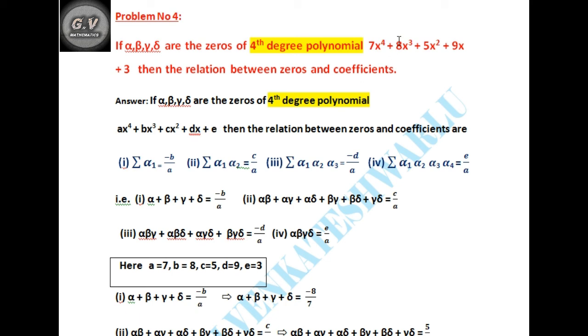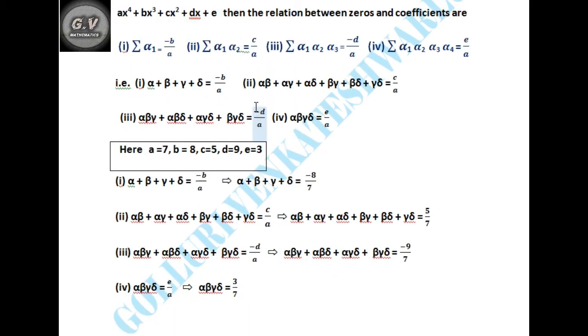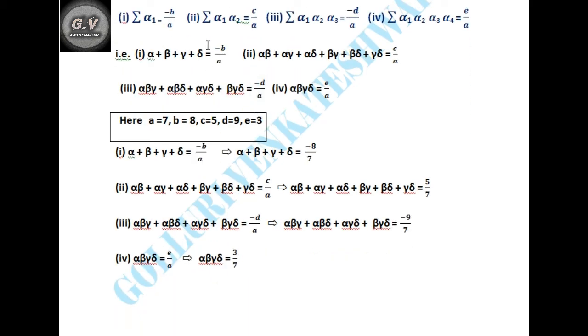Comparing coefficients, here a is equal to 7, b is equal to 8, c is equal to 5, d is equal to 9, and e value is 3. So here the coefficients are taken, and alpha, beta, gamma, delta are the zeros. So now we have to find the relation between zeros and coefficients.